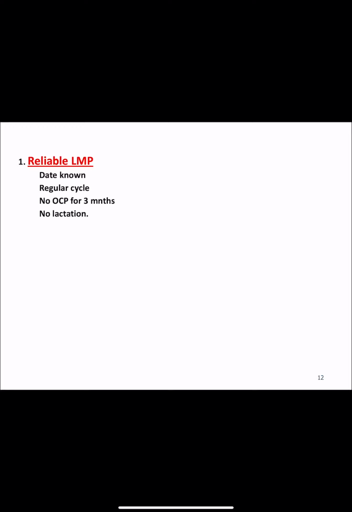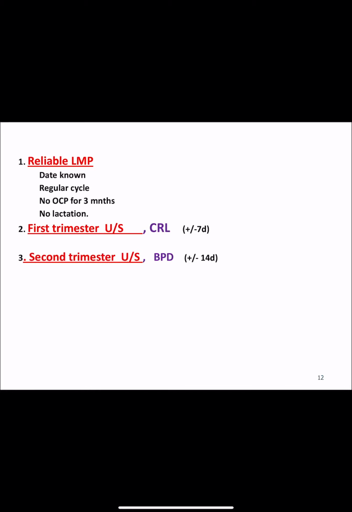Number 2, for gestational age, we can depend on first trimester ultrasound, which measures the crown-rump length. Number 3, we can depend on second trimester ultrasound, which measures the biparietal diameter. And preferably here, we have 2 ultrasounds in the second trimester to depend on.